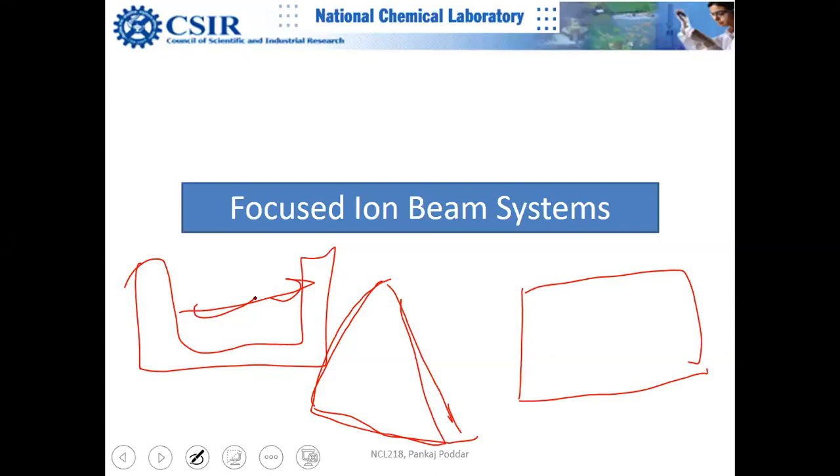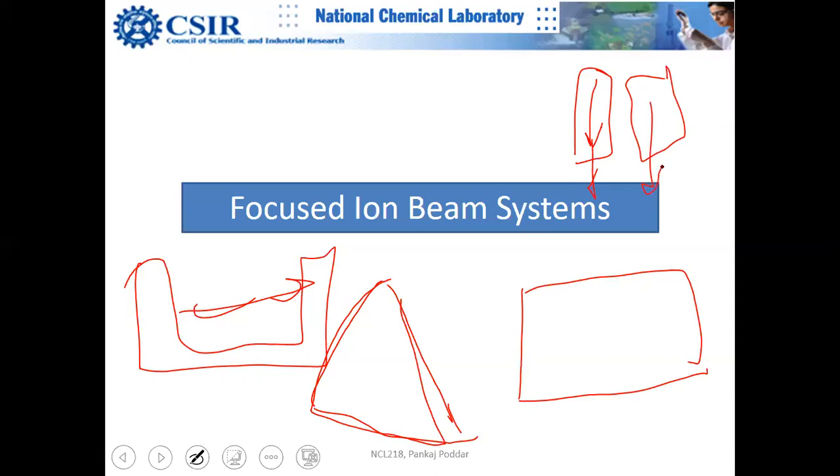The ion beam is mostly made of gallium. It's a high energy gallium beam which is bombarded inside the SEM. So in the SEM there are two columns. One column, as you know, is the electron beam column which is bombarding electrons. You can use it for imaging and all kinds of chemical analysis purposes. And there is another beam side by side which is used for bombarding.